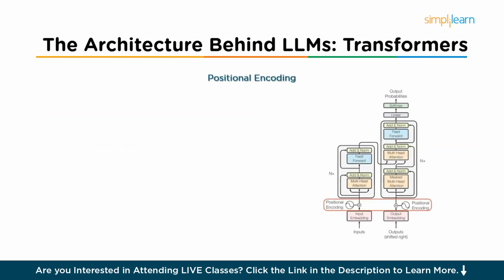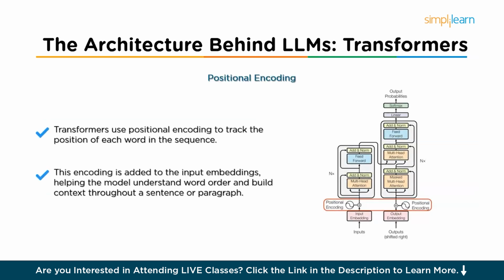And then we have the positional encoding. Since transformers do not process data sequentially, they use positional encoding to ensure that the model knows the position of each word in the sequence. This encoding is added to the input embeddings, allowing the model to understand the order of words and how context is built throughout a sentence or a paragraph.